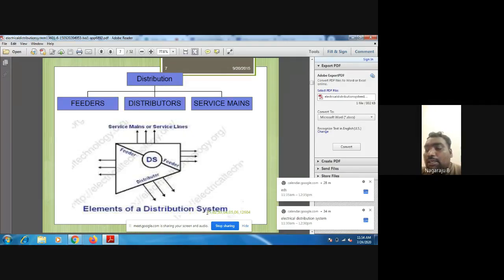So here, the interlinks of the distribution system, the main distribution substation. Here, the circled part is the distribution system. The connection link between the distribution substation and the service mains is nothing but a feeder. The service lines are nothing but service lines, you know about that.